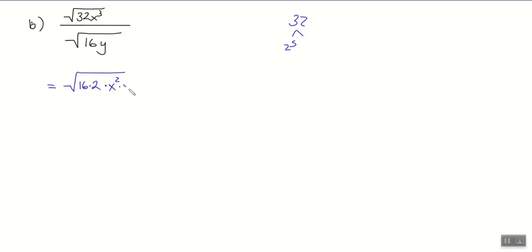X squared times X. Okay, deal. Now, I want you to make sure your radical symbol covers everything, because if I write it like this, do you guys agree that maybe there's a place to make a mistake later down the road if that's how I write it? What's different?